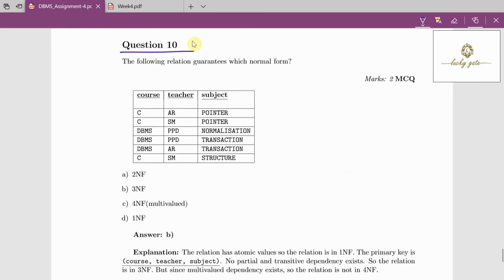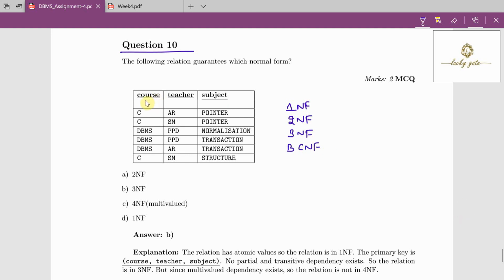The following relation guarantees which normal form? Because all our values are atomic, first we can say it is in the first normal form. Because it is an all key relation, it is going to satisfy 2NF, 3NF, BCNF also.